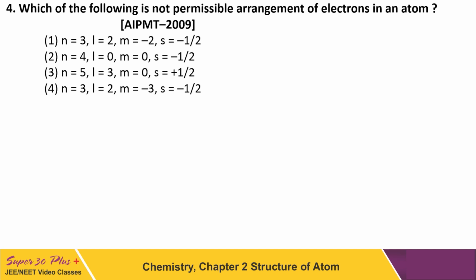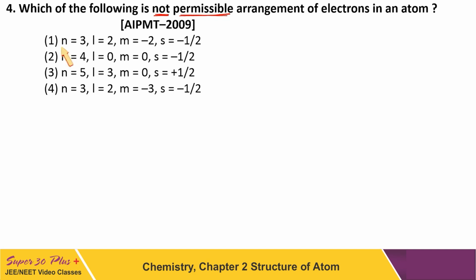Students, if you remember, we also discussed this kind of question when we were studying the concepts of the chapter. It simply says, which of the following is not permissible? Please pay attention. He's not asking for permissible. He's asking for not permissible, which means out of these four options, which set of quantum numbers is not permittable?